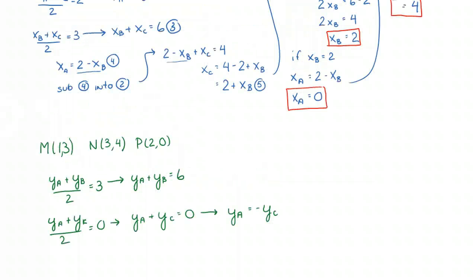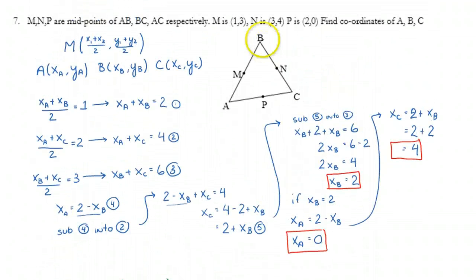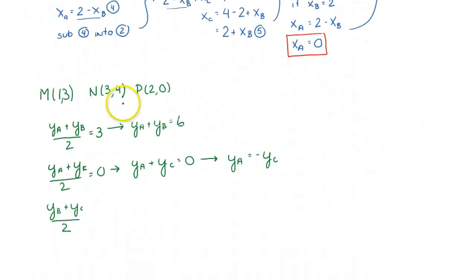Okay, and then we get yb plus yc over 2. And again, I notice I always go back to my diagram and take a look. B and C, and the midpoint is n. So we take a look and we see n is 4, so that's equal to 4. So therefore, we get yb plus yc is equal to 8. So let's call this equation 1, let's call this equation 2, and let's call this equation 3.